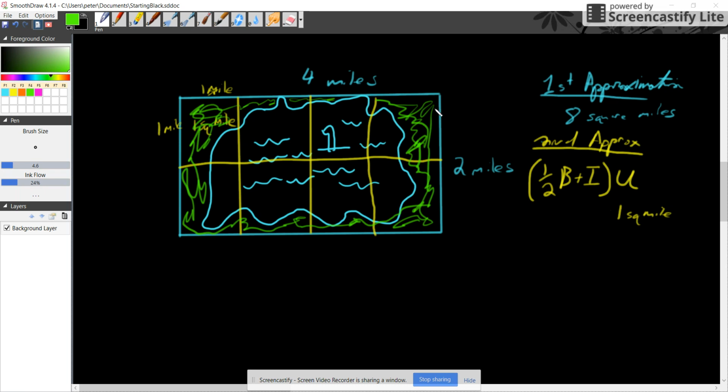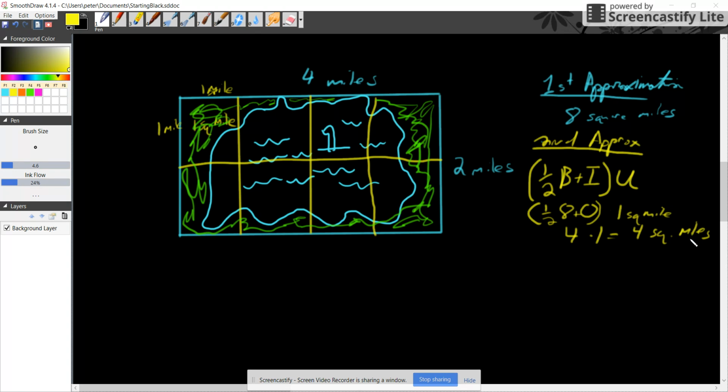I have 8 border squares. So I'm going to say 1/2 times 8 plus how many interior squares? How many are all lake? 0. So I don't really need to write that out as a placeholder. Times 1. This is 4 times 1. This is 4 square miles.